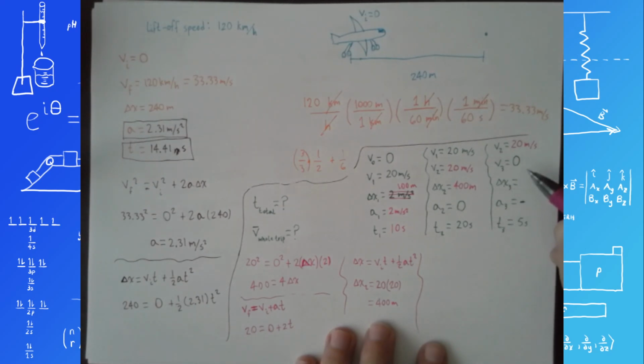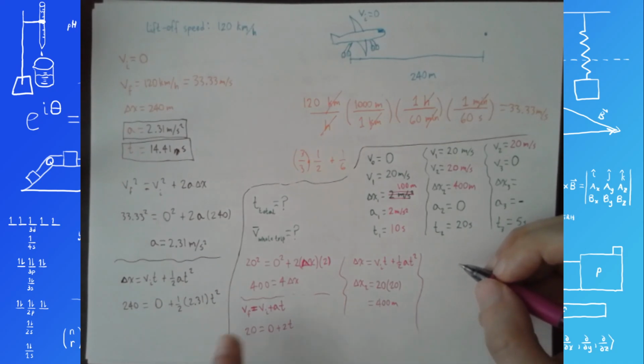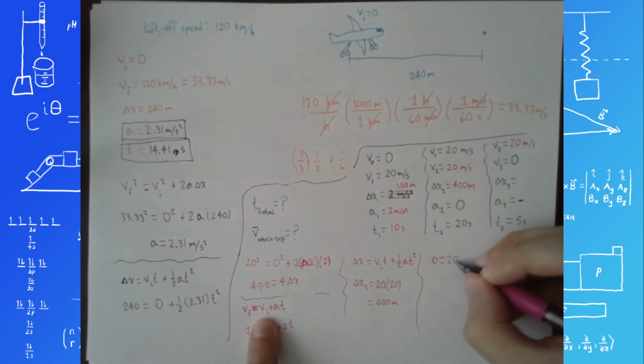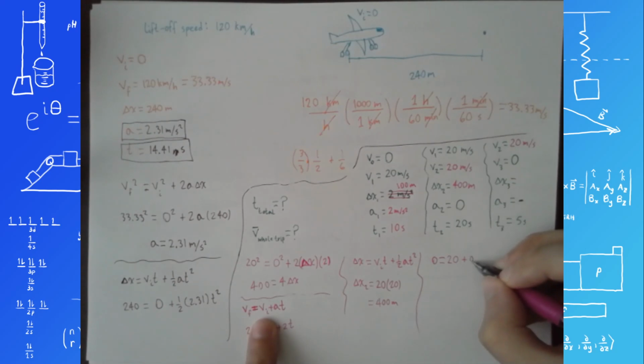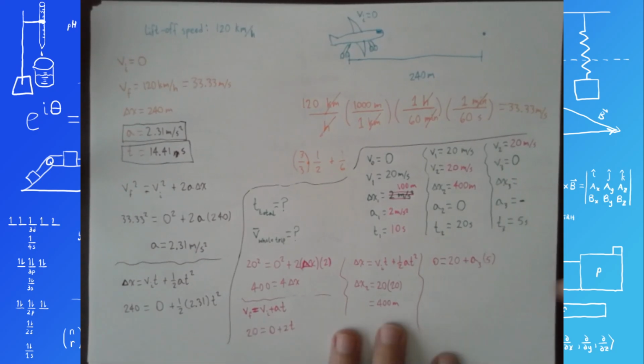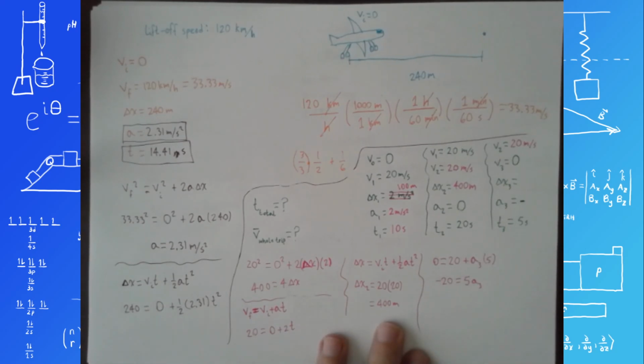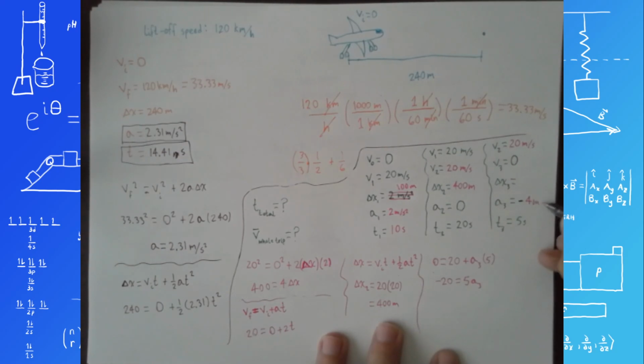So I'm drawing blanks. Hold on. Brain malfunction. To get A3, what would be the most convenient way given the 3 pieces of information we have? I guess first equation would be the best way to go about it. So V3, 0 equals V2, which is 20, plus acceleration 3, whatever it is, times T3 is 5 seconds. Subtract 20 on both sides, negative 20 equals 5A3. Divide by 5, A3 is equal to negative 4 meters per second squared.